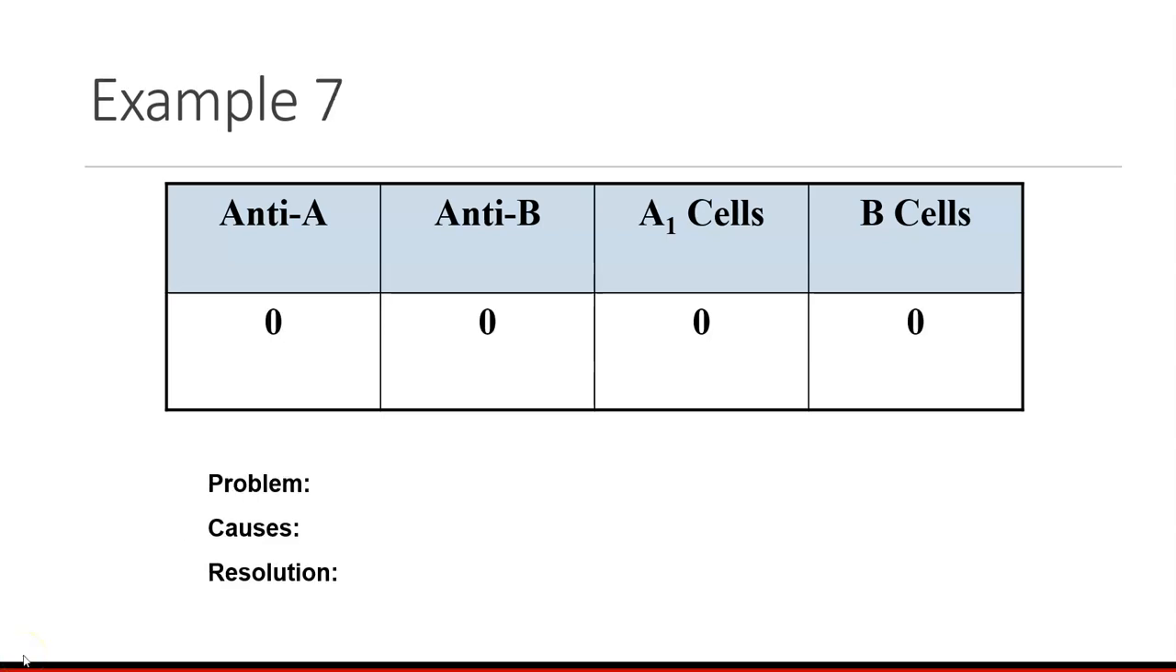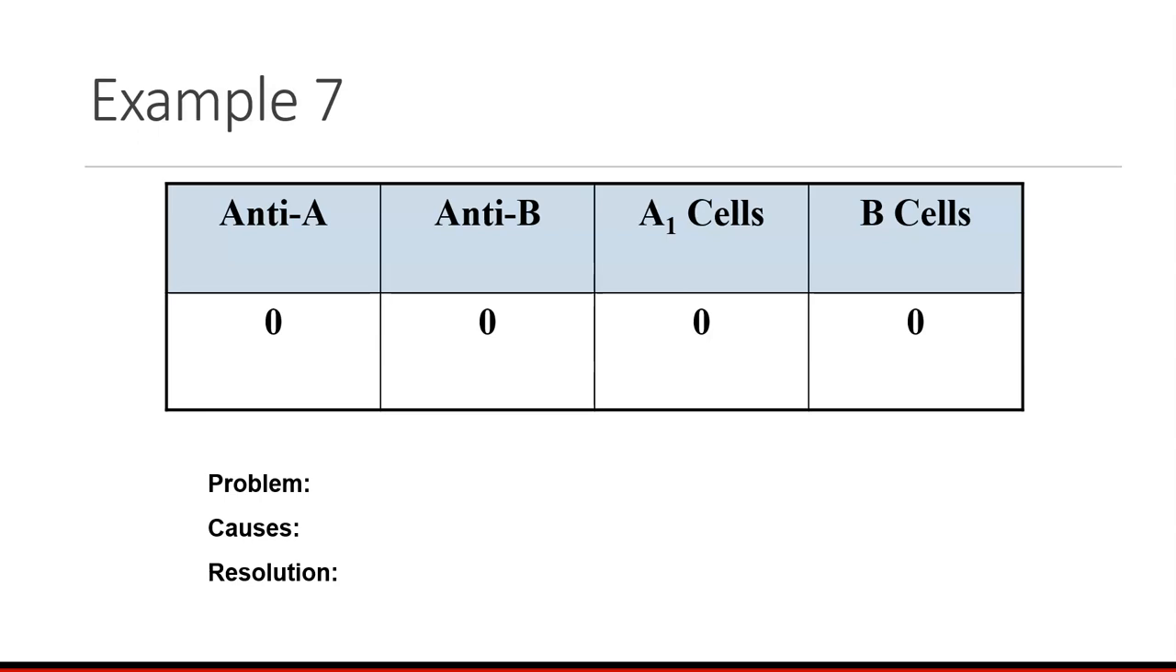Patient is negative with anti-A and anti-B, so they are group O. In the reverse type, they're negative with A1 and B cells, so they're AB. Whoa, that's kind of a problem, right? So what we're seeing here, the problem in the reverse type, is they're missing expected ABO antibodies.